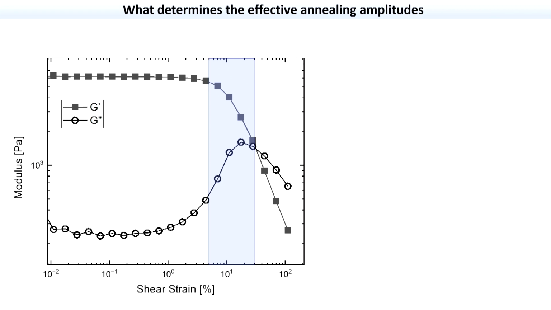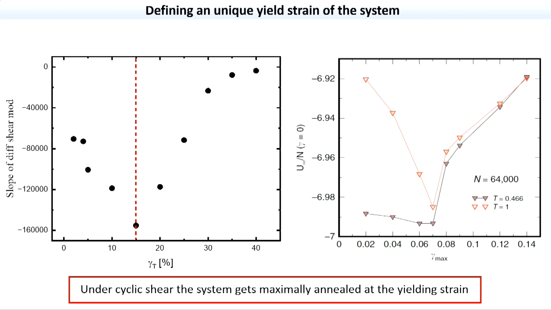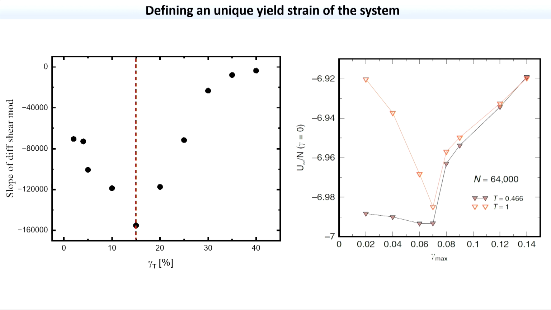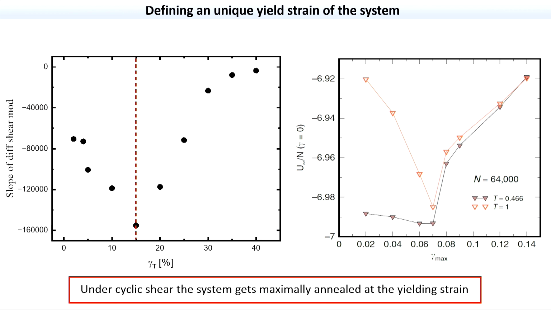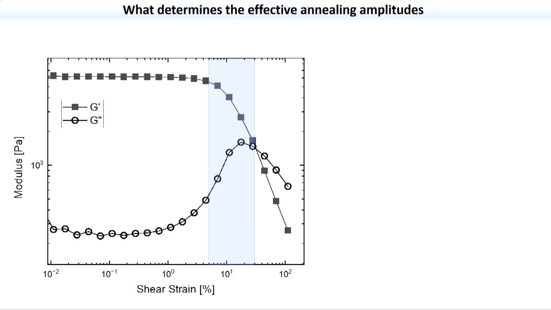Now the question is, from some other measure, can we know what range of strain creates this drastic yielding in this system? We found that the yielding is most effective between 5% and around 30% strain. Beyond 30%, it becomes saturated and doesn't have much effect. For different systems, these points lie in this range. This is the elastic and viscous modulus of the system measured under oscillatory strain. So this range lies between the yield point and the flow point of this material.